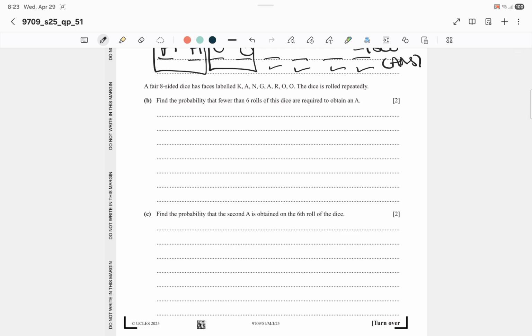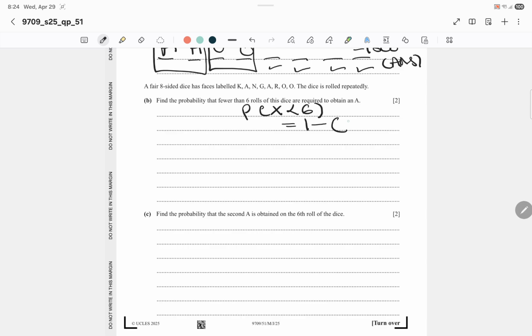Excuse me, guys. Next question is a fair 8-sided dice has faces labeled KANGAROO. The dice is rolled repeatedly. Find the probability that fewer than 6 rolls of these dice are required to obtain an A. Fewer than 6 rolls. This is geometric distribution. Less than 6. Okay, less than 6.